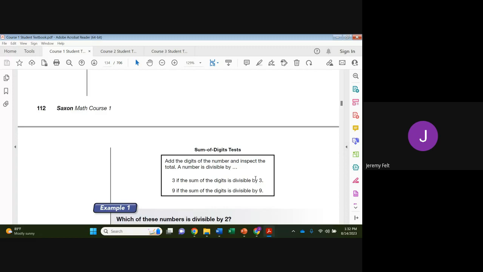Okay. Same thing for 9. If we add up all the digits, and that sum, that total, is divisible by 9, then the entire number itself is divisible by 9. So 81. 8 plus 1 is 9. 9 goes into 9, so 9 goes into 81. 93, 9 plus 3 is 12. 9 does not evenly go into 12, so it doesn't go into 93. Okay, so those are just some of the tricks that we can look at.